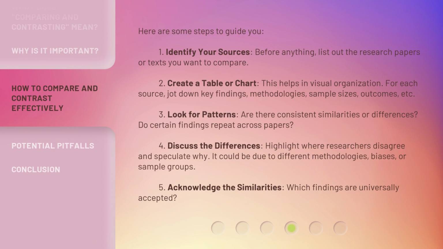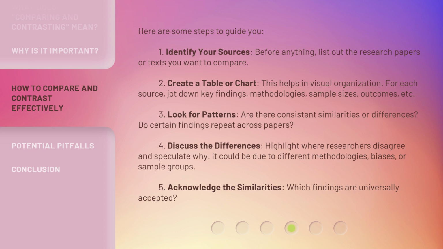Here are some steps to guide you. 1. Identify your sources. Before anything, list out the research papers or texts you want to compare. 2. Create a table or chart. This helps in visual organization. For each source, jot down key findings, methodologies, sample sizes, outcomes, etc.